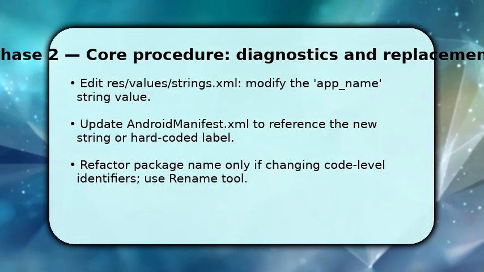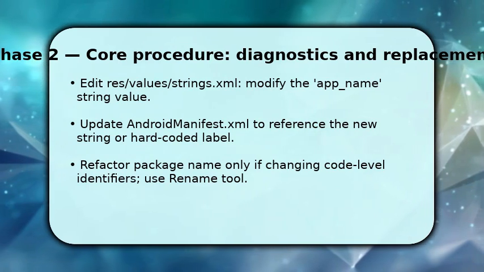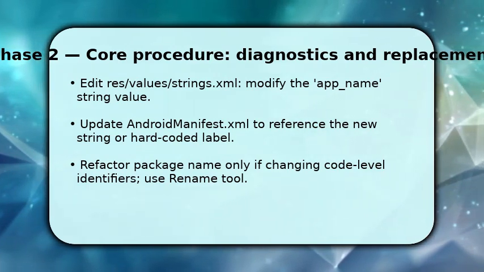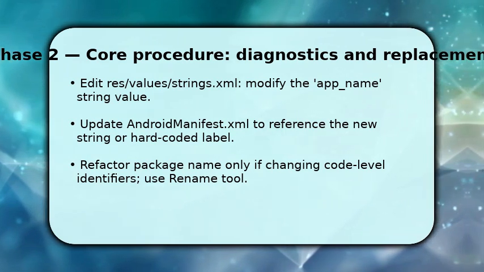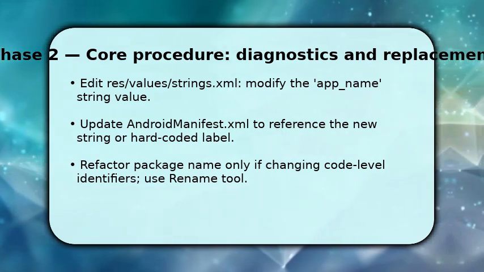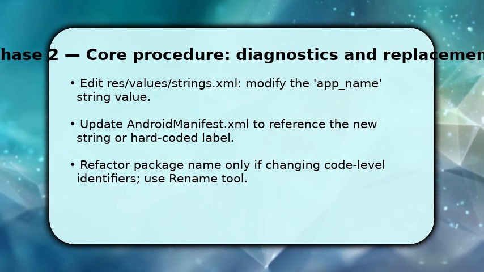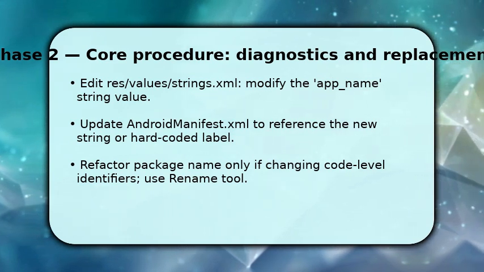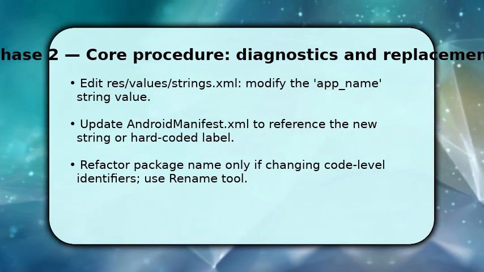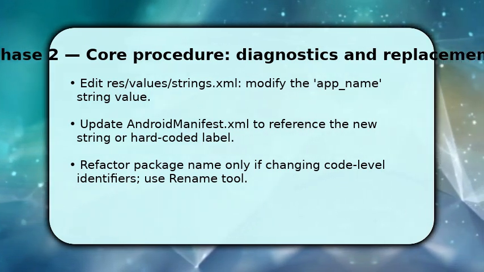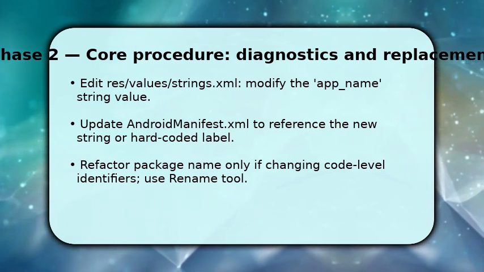Now you change the visible app name and understand why it matters. Open res/values/strings.xml and replace the app name string. This updates the label shown under the icon. Then open AndroidManifest.xml to ensure the application label references that string. If it references a literal label, replace it with the string reference to keep translations working.